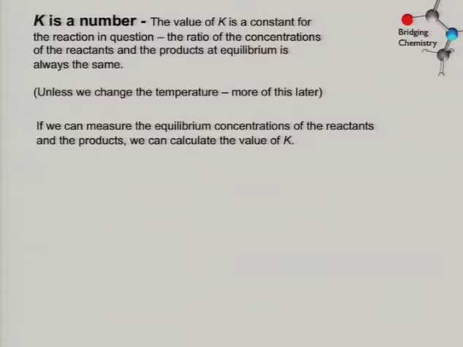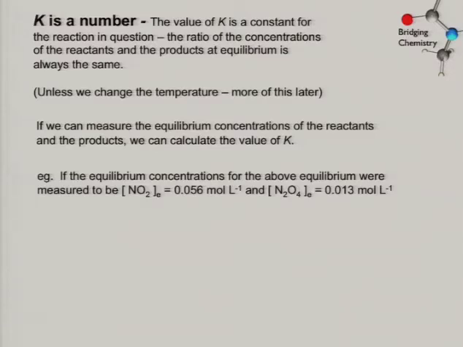So, if we can have some reaction which is at equilibrium, and we can measure what those concentrations are, then we can calculate what the K will be. So, for example, here's our NO2 one that we've been talking about. Let's imagine we've taken some amount of NO2 and we've put it in our flask and we've done whatever we need to do, and now the reaction's at equilibrium, and we can go in and we can measure the concentrations. And let's imagine that the concentration of NO2 gas at equilibrium was 0.056 moles per litre, and the concentration of the N2O4 at equilibrium was 0.013 moles per litre.